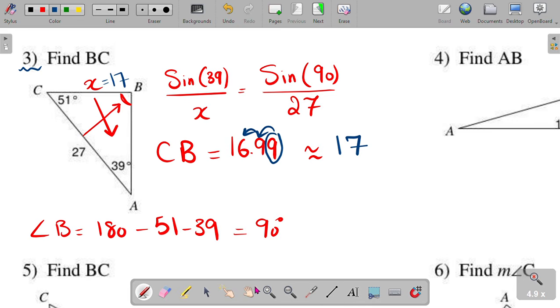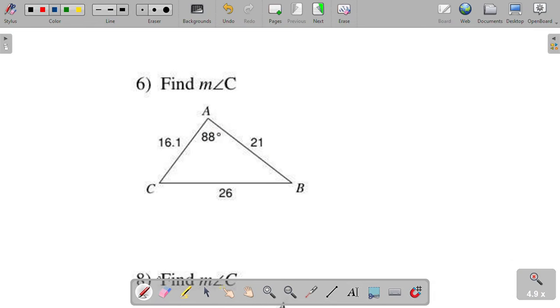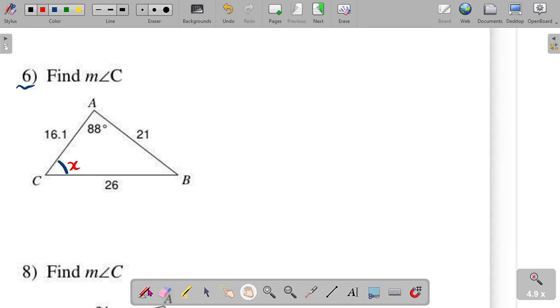Okay, let's take one more question. Here in question number 6, angle C is missing this time. Let me label it as X. Miss Sarah, is this a case of side, side, side? Yes, it is. So of course you can use the cosine law. Let me show you how. Here you find angle C.